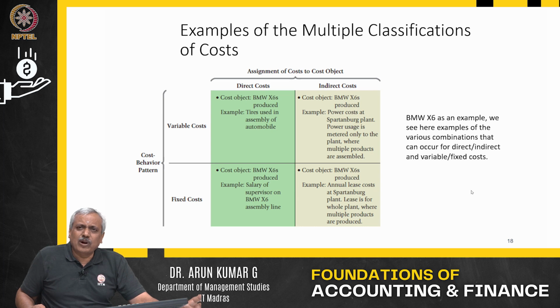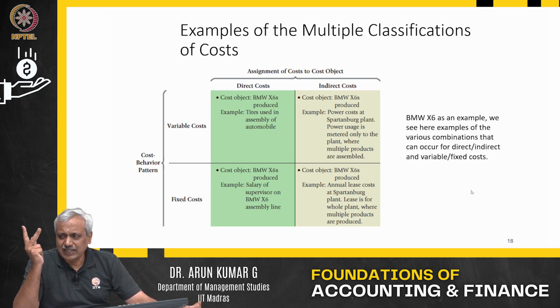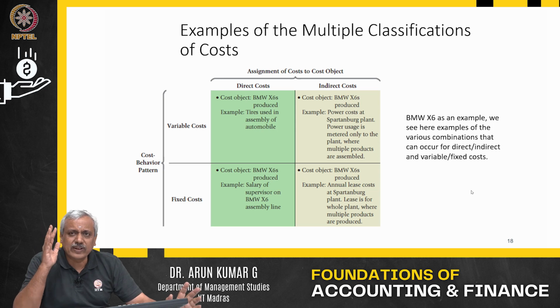So bottom line, what we have covered today: what a cost is, the definition of a cost, different kinds of cost, and classifications of cost into fixed, variable, direct and indirect. This is what we have covered today. Further, we move to the next session.